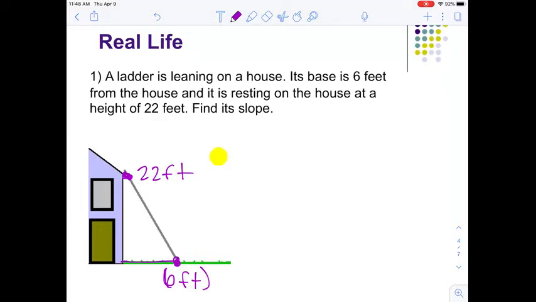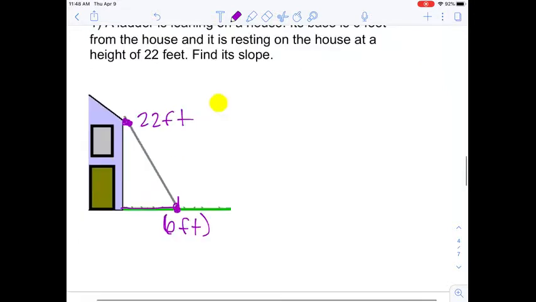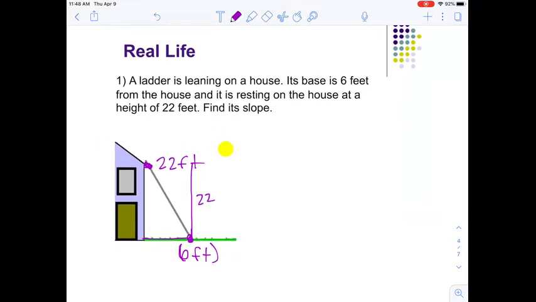So I just need to find the slope, and I can do that by rise over run. So my rise, which means from the bottom to where that point is going to be, is 22 feet, because we know that height is 22 feet. And then my run is how far we go to the right or the left, which is going to be 6 feet. And it's a negative 6 feet because we're going to the left. If we were going to the right, it would be a positive. So I'm going to use rise over run.